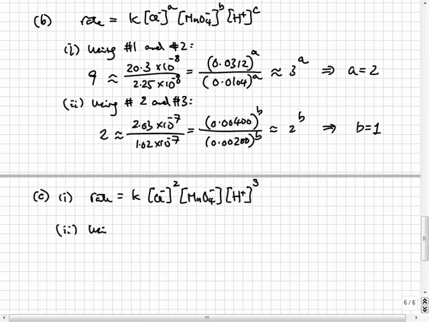2. To calculate k, we can use any of the 3 experiments. We will use 1. Putting in the rate from experiment 1 and the concentrations of the 3 reactants, we can calculate k. But watch out for the units of k. k equals 1.93 times 10 to the minus 3 molar to the minus 5 second to the minus 1.